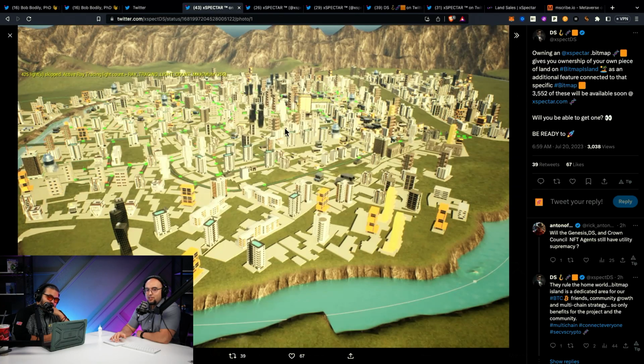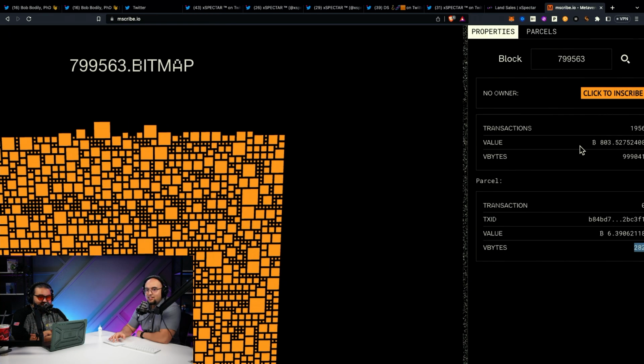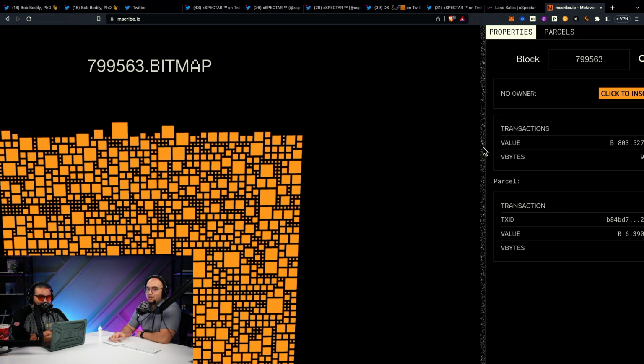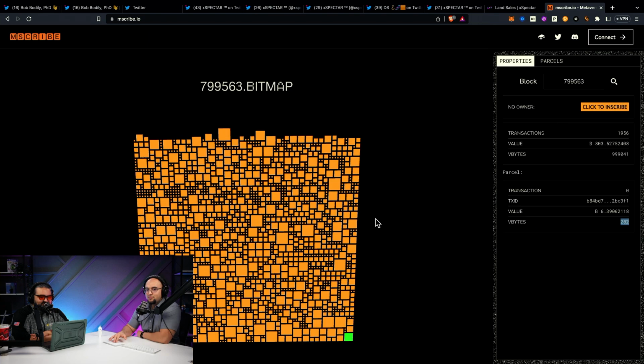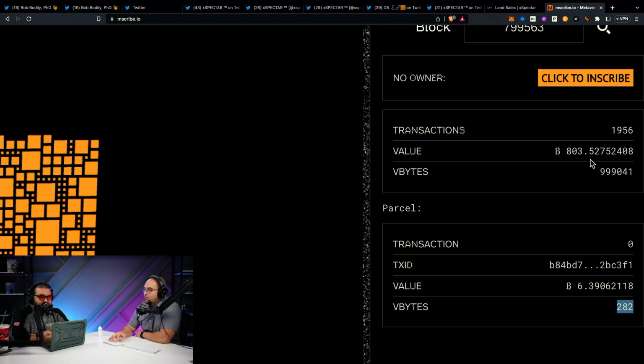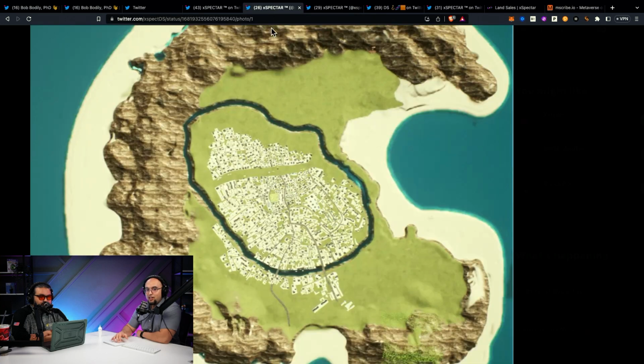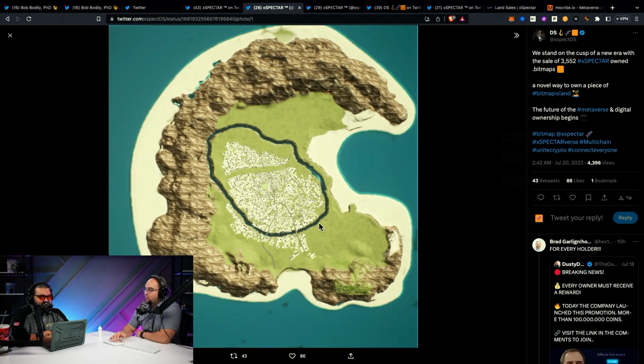Just like they distributed the world here in these segments, you could do the exact same thing with these 1,956 transactions, which are parcels. That's not far off from 3,500, I guess. This one bitmap has almost 2,000 transactions. What I'm saying is you have 3,500 bitmaps, meaning 3,500 different islands. Each bitmap has different parcel counts because each bitmap is different. Correct, but if you use that map you just pulled up, it has 2,000 transactions. It's not far off, and that's only one bitmap.